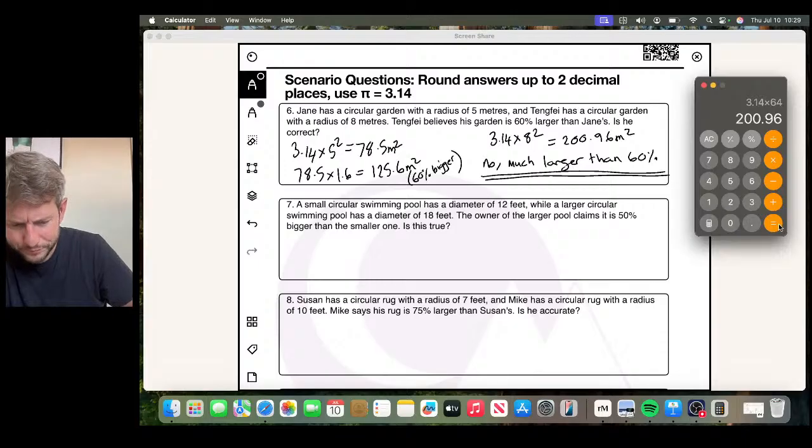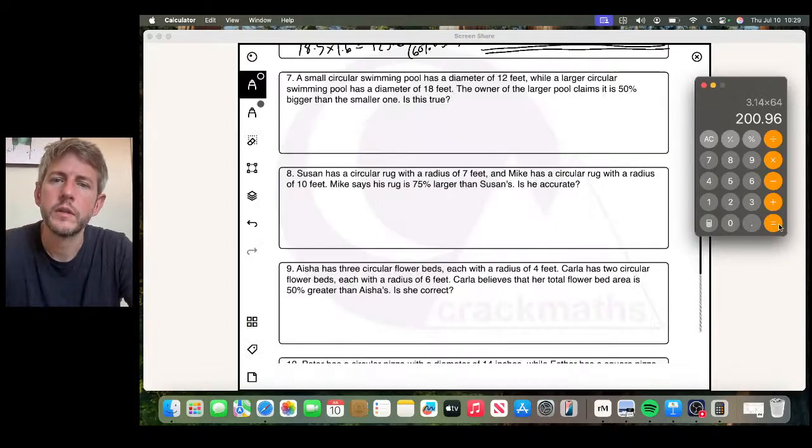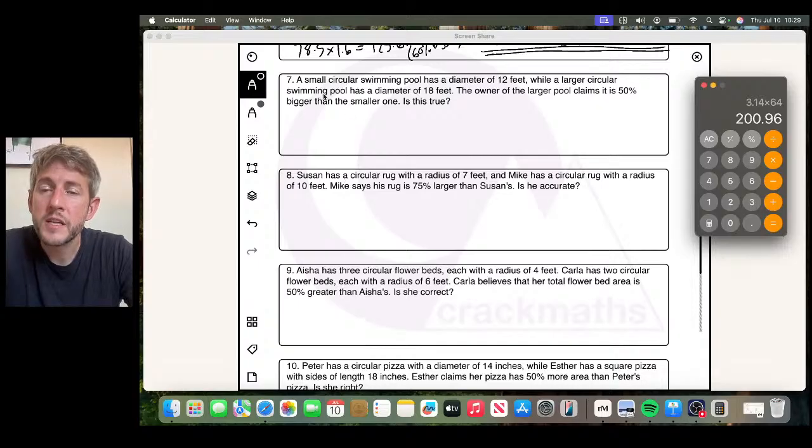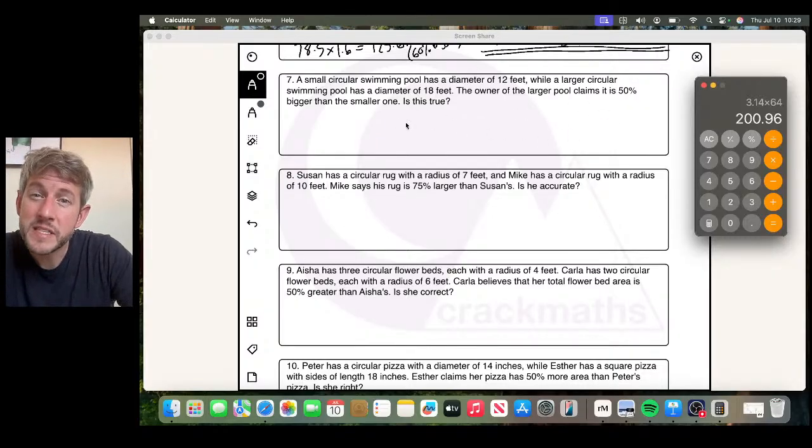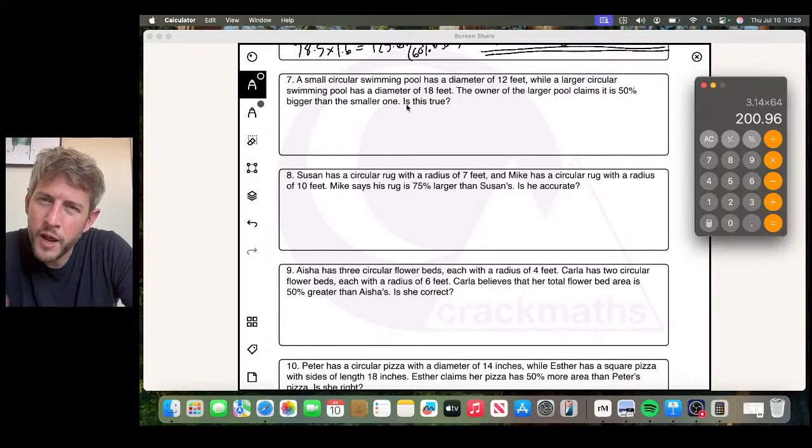Right, next one. Question 7. Susan, a small circular swimming pool has a diameter of 12 feet, while a circular swimming pool has a diameter of 18 feet. The owner of the larger pool claims it is 50% bigger than the smaller one. Is this true? Okay, I can see the mistake that these people are making. So I know that this isn't true because basically the diameter is 50% bigger, but that doesn't mean that the area will be 50% bigger. The area is going to be a lot more than 50% bigger, but we need to prove it.